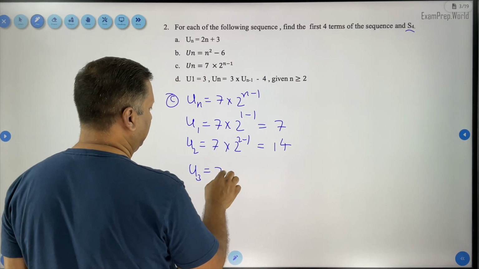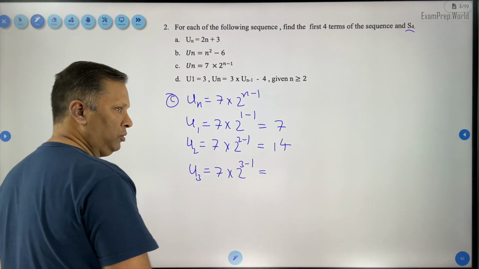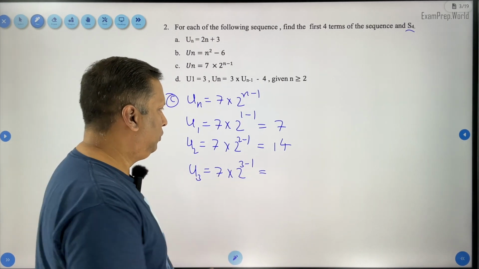u3: 7 times 2 to the power 3 minus 1. 3 minus 1 is 2, which means 2 squared is 4. 7 times 4 is 28.